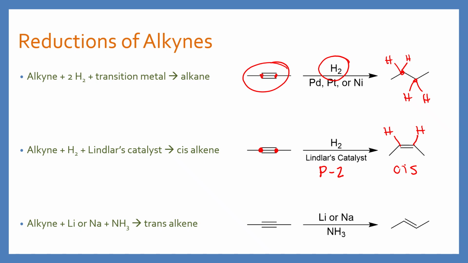Okay, and then our third one is alkyne plus either lithium or sodium metal. Notice that they are both group 1 metals and they are right next to each other on the periodic table. And ammonia gives you a trans alkene. So notice our hydrogens end up trans to each other. And we indicate this by showing that whatever was attached to the alkyne carbons originally ends up trans.